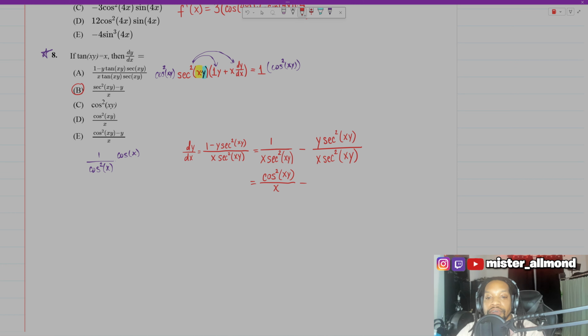minus, on this second fraction, my secant squares cancel out. So that'll just be what? Y over x. Okay, wait. I have common denominators. I can subtract these and turn it into one big fraction all over x. There are answer choices with just an x on bottom. Cosine squared of xy minus y. Is that an answer choice? It is. I see it. I got nervous. It took me a while to see it.